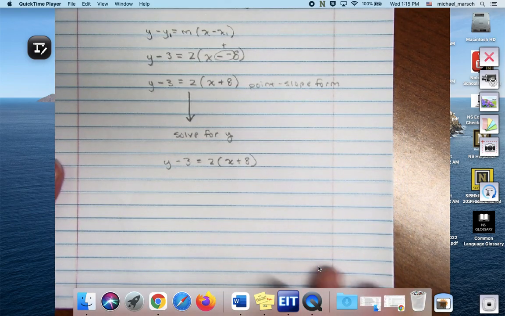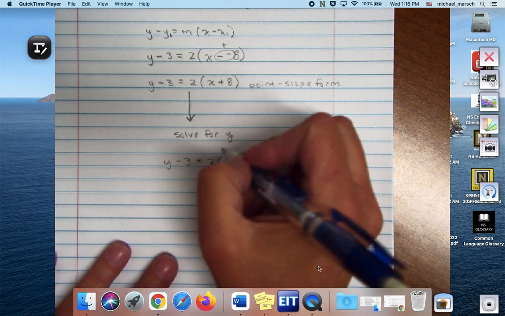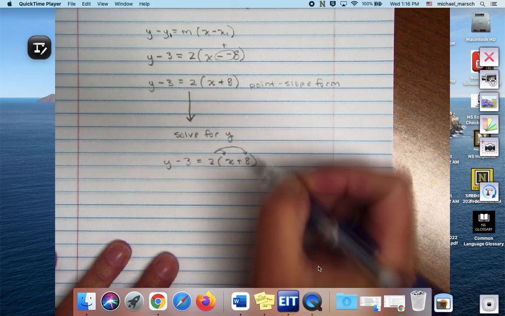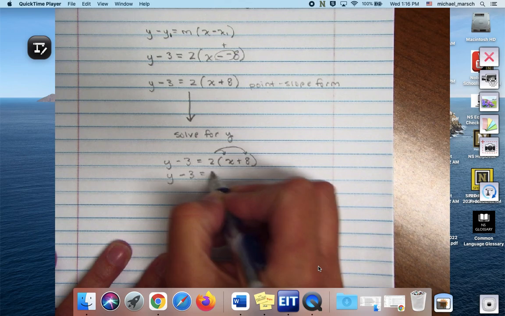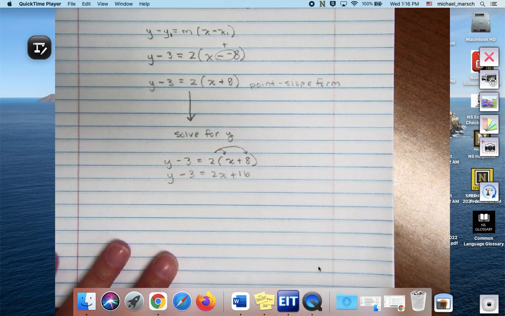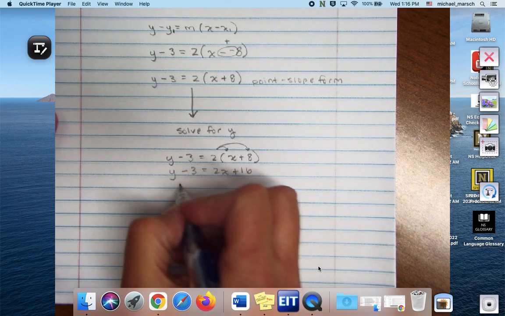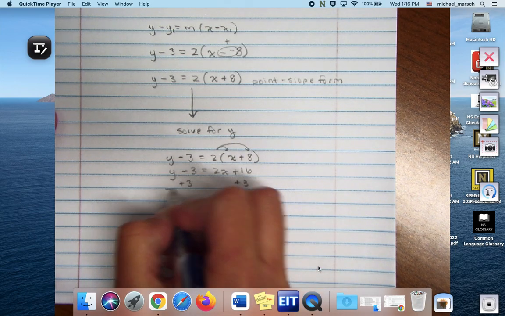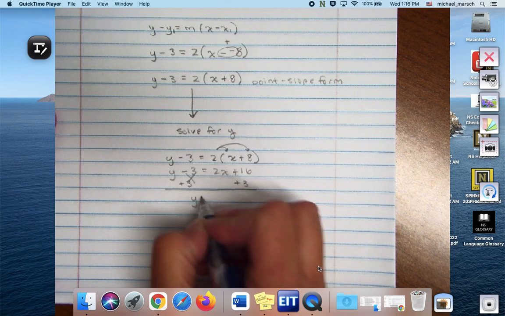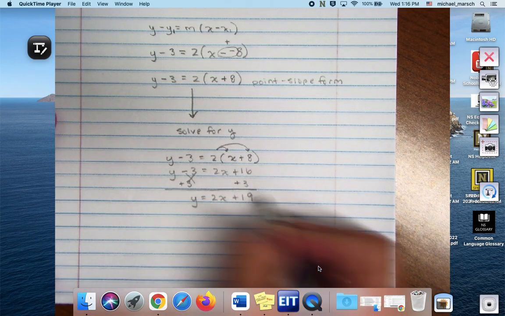So I'm going to write y minus 3 equals 2 times the quantity x plus 8. If I wanted to solve for y, what would I do first? I think I heard someone whisper under their breath. Distribute. I'm going to distribute this 2 here. So now I have y minus 3 equals 2x plus 16. I'm so close. I still need that y by itself. What am I going to do with that negative 3? Nolan? Add it to both sides. Y equals 2x plus 19.